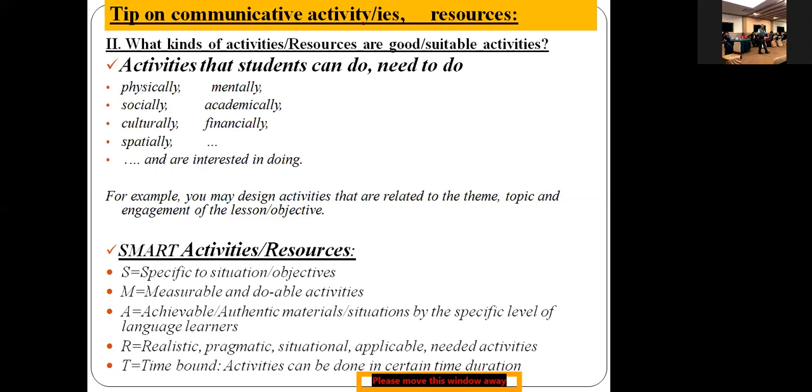And for example, you may design activities that are related to the theme, topic, and engagement of the lesson and objectives. Let's say I remember, maybe I don't remember the title of the text clearly. There is a student Mazi, something like that, in a story, I think class 10 book. There used to be. And for that, you may have various activities.